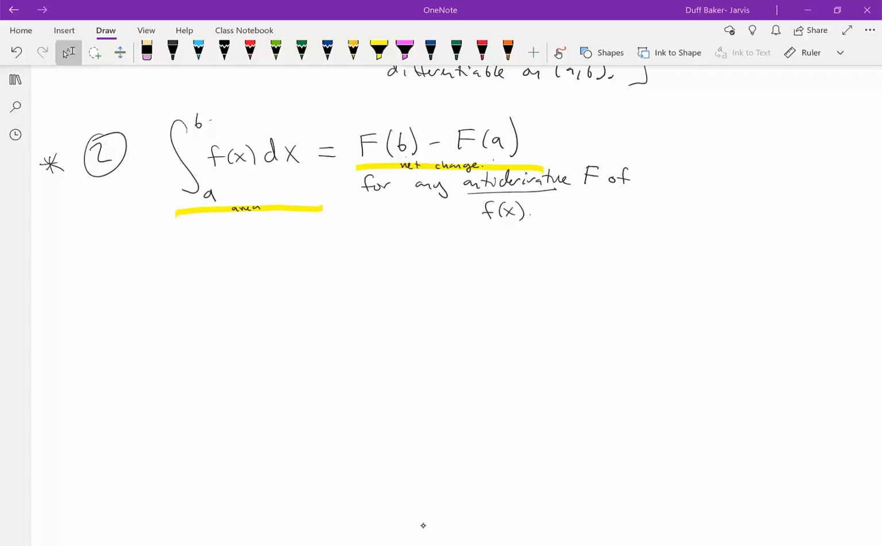So part 2 tends to be the part that gets used the most often, so I'm going to do that part first. So here's an example. And so let's use FTC to compute this integral.